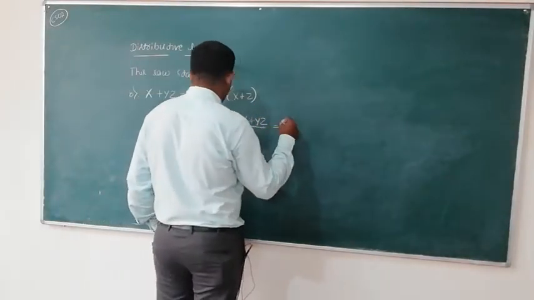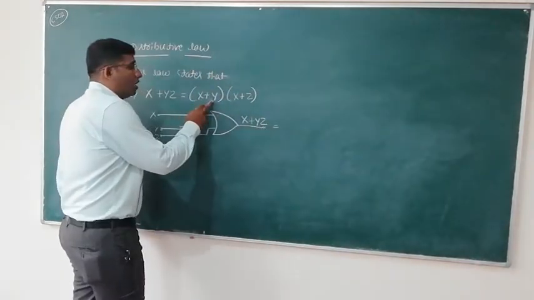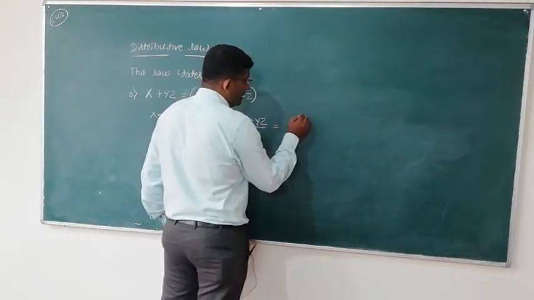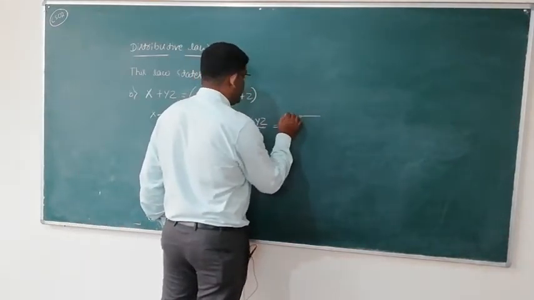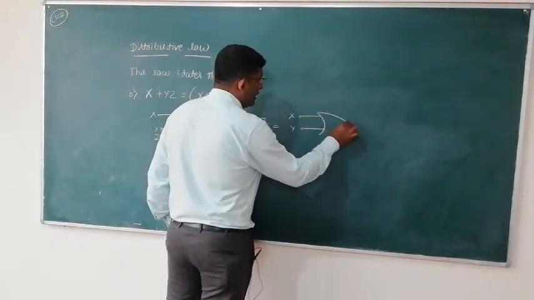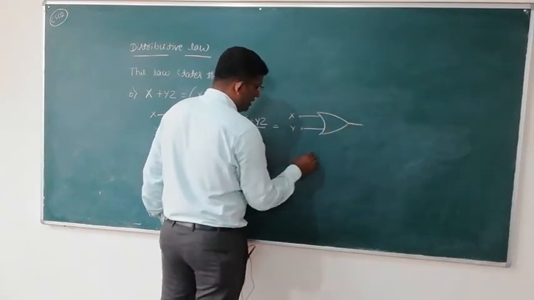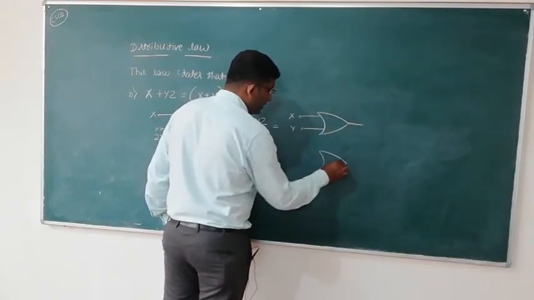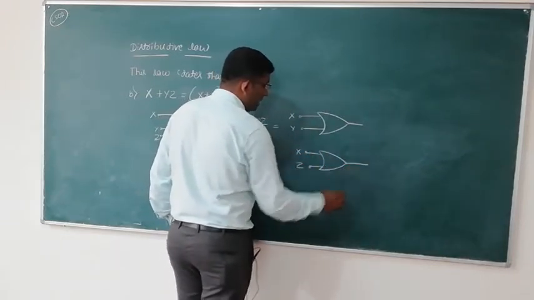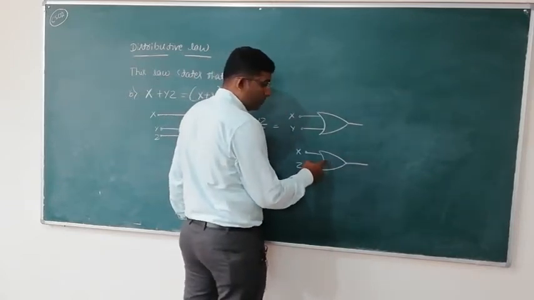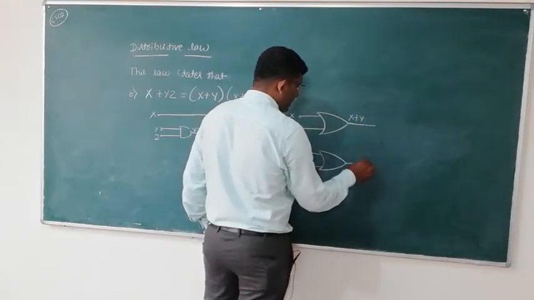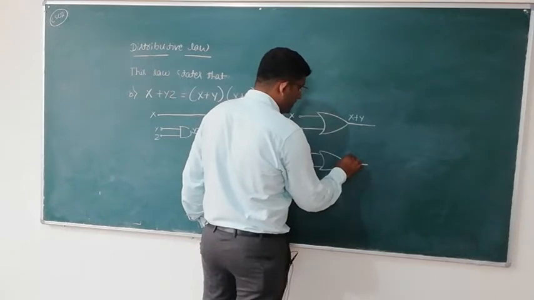And the RHS will be like this. First we need to OR x and y, then x and z, and then we have to multiply both expressions. The first input is x here, the second input is y here, and it is given as input to an OR gate. And for the next one, x is the input here and z is the second input, and it is given to the second OR gate. The output of the first OR gate is x plus y, and the output of the second OR gate is x plus z.